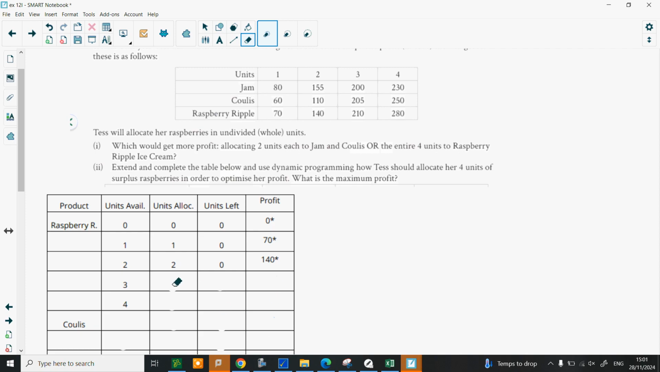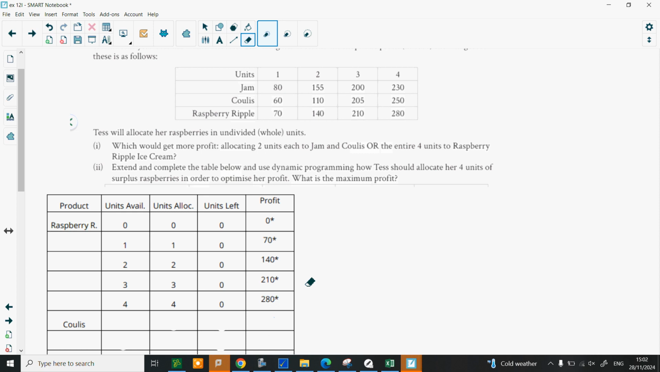140. Next one. I'm going to have 3 units available. I'm going to sell all 3 units. There's nothing left over. And what do I get there? 210. Next one's pretty obvious, isn't it? 4 units available. Sell all 4 units. I have no units left over. And I get 280. So that's basically going through the raspberry ripple.